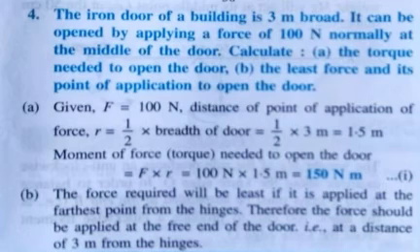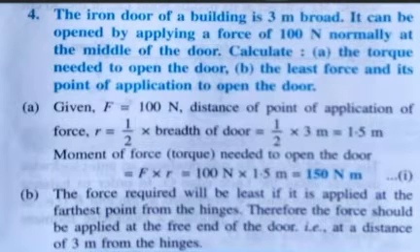Now let's see further. The iron door of a building is 3 meter broad. It can be opened by applying a force of 100 Newton, normally at the middle of the door. Calculate the torque needed to open the door, the least force and its point of application to open the door. Now, F is given, 100 Newton, normally.